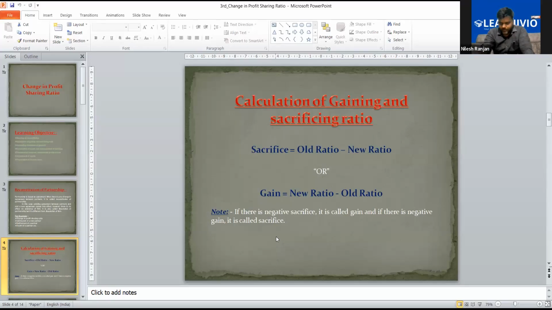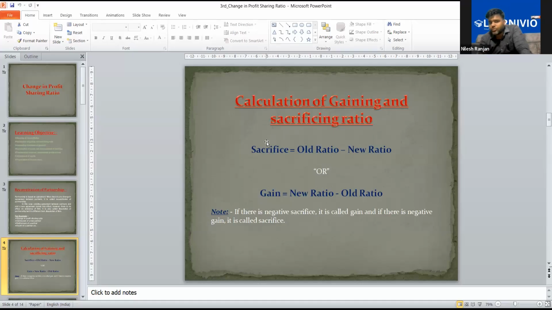No. Okay. First of all, we don't know which partner is gaining or sacrificing. That's why we are not using a separate formula. Now, if you are using the sacrifice formula and your answer is positive, then it is sacrifice. And if you are using the sacrifice formula and the answer is negative, then it is gain. So we can calculate sacrifice and gain both by using a single formula. That's why we never use separate formulas for different partners. Is that clear? Yes, sir.